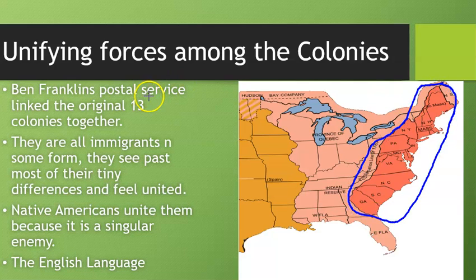So Ben Franklin, who designed this postal system, links them together. So they're actually able to communicate with one another and get messages across in mail, which back then is a big deal. There's no instant communication.